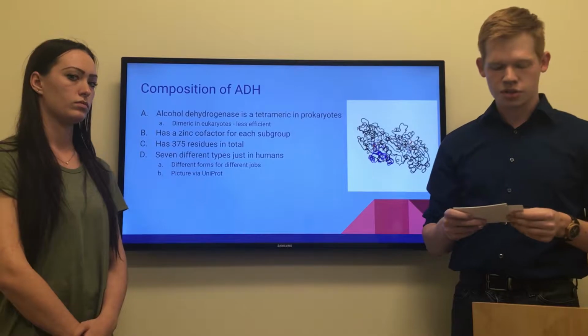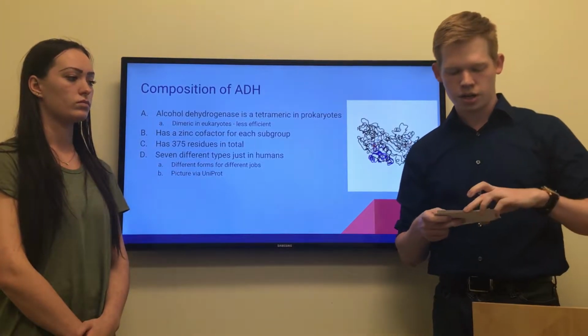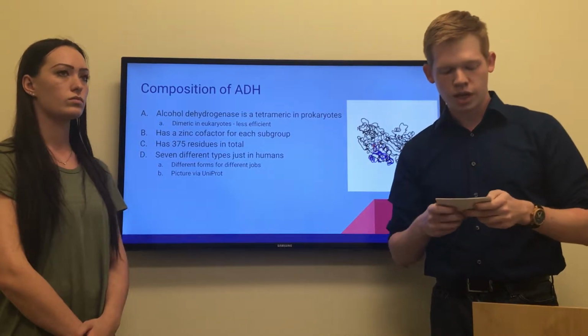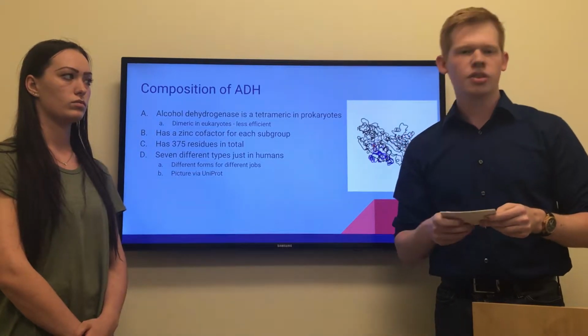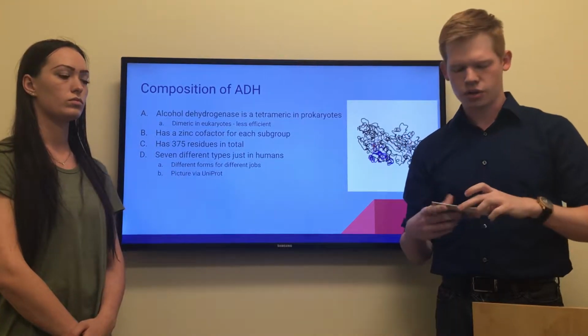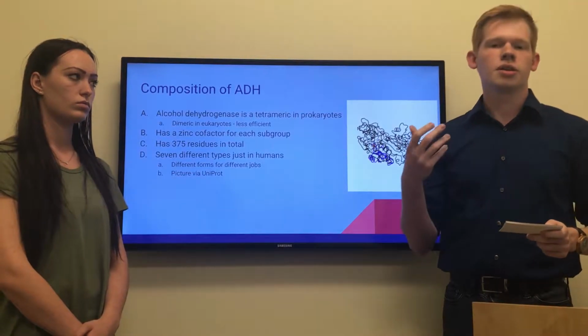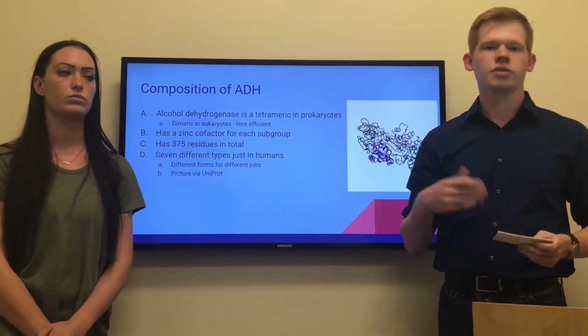And we know that there are actually 7 different types in humans. These are as follows. We have 3 that belong to the alpha group, the beta group, and the gamma group, and 1 that belongs to class pi, 1 that belongs to class chi, and then there are ADH 7 and 6, which still have a lot of research being done behind them. But today we're going to focus on the first beta group, which is one of the most effective ones in humans.